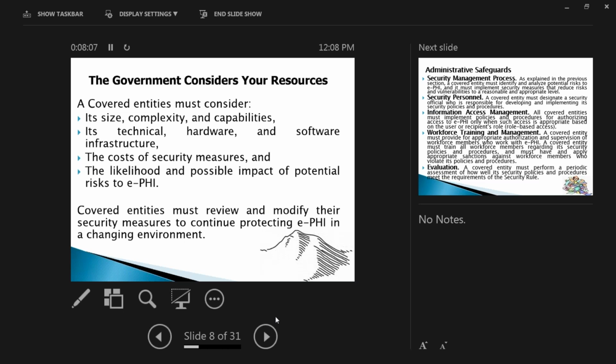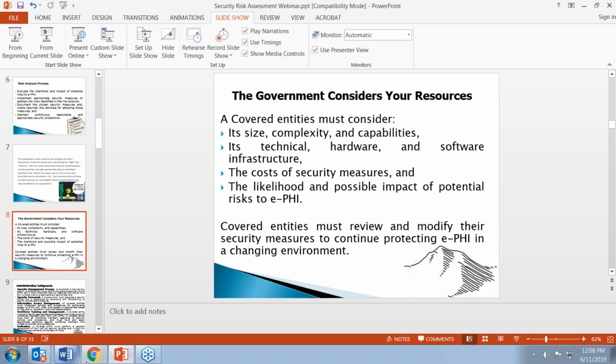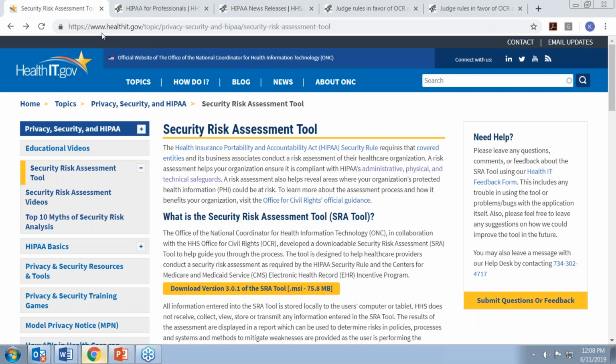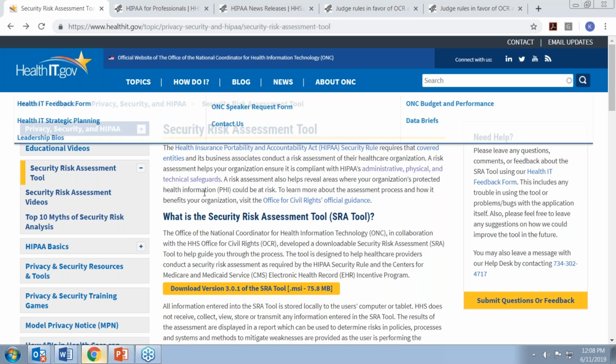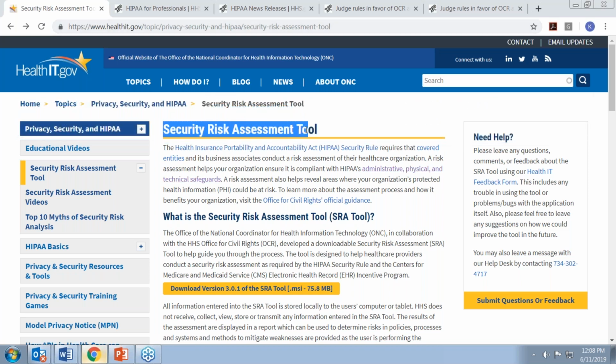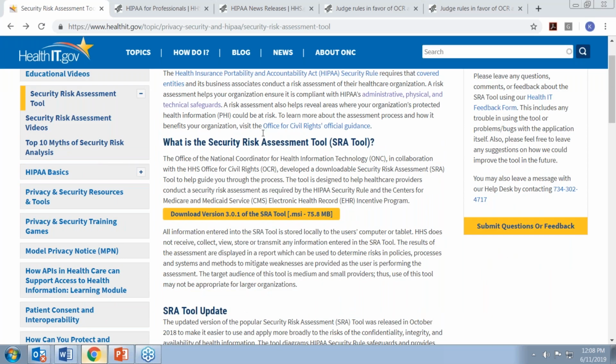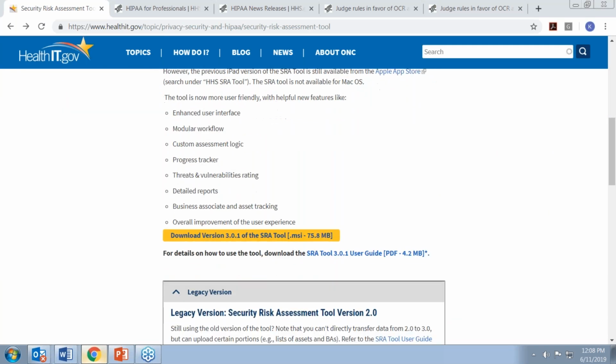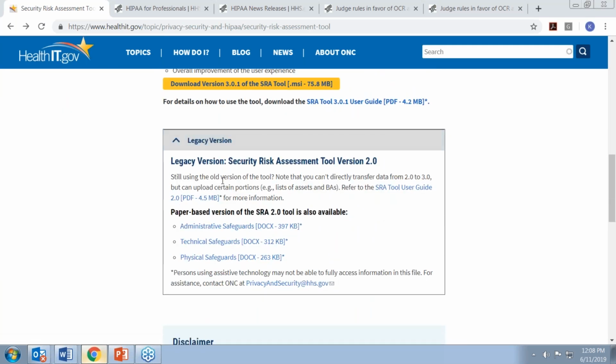So I want to go now to the tool, and we're just going to go through a few sites. This is a website that I showed before, the healthit.gov website. And you'll see what they have here. It's the Security Risk Assessment Tool, and it talks about HIPAA, and it talks about the agencies that have helped develop this. And then as you scroll down, they have a couple of different versions.